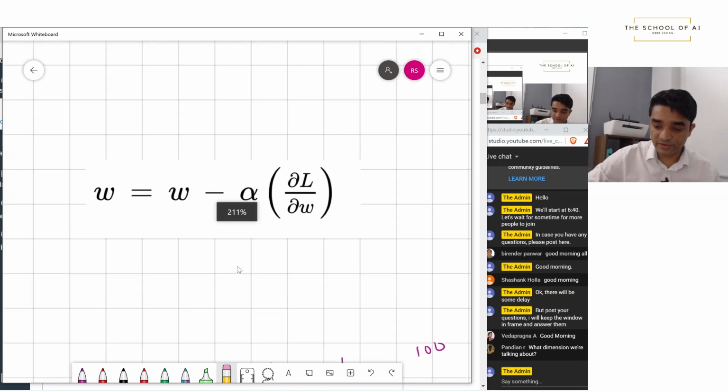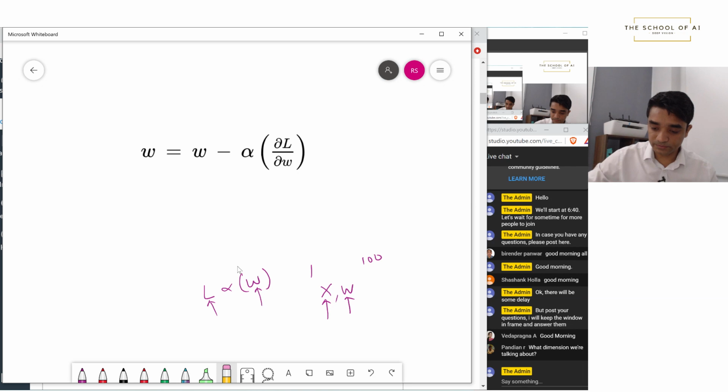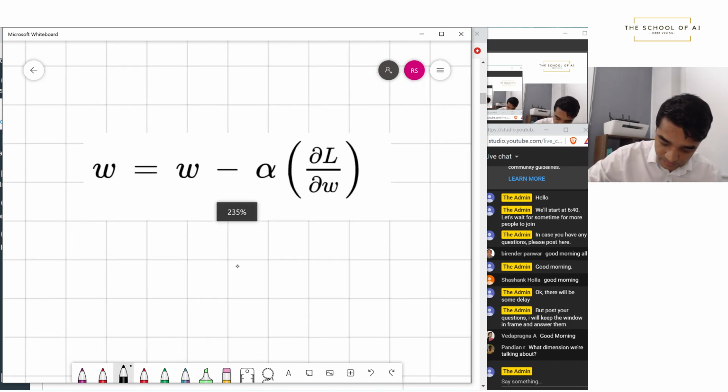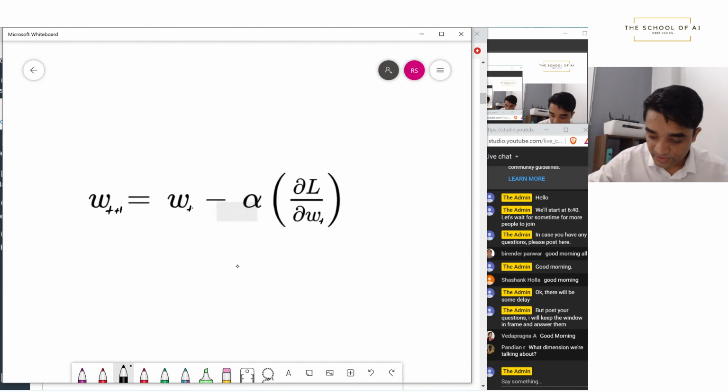Okay, now let's look at this equation. Now we should have written this as t plus 1. So this is t plus 1 and this is t, right? And this is also t. Okay, now let's look at this equation.